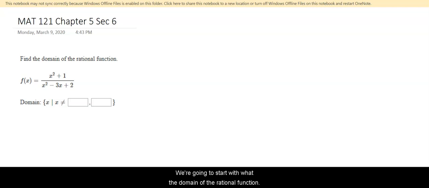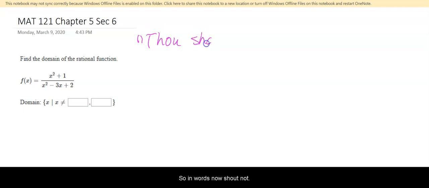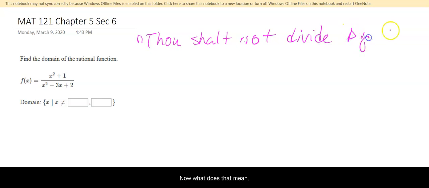We're going to start with what the domain of the rational function is. There are two kinds of exceptions for the domain of a rational function, but they all come from the same place. Basically, the rule is thou shalt not divide by 0. So that is our basic rule, no division by 0. All right? So in words, thou shalt not divide by 0. Now, what does that mean?